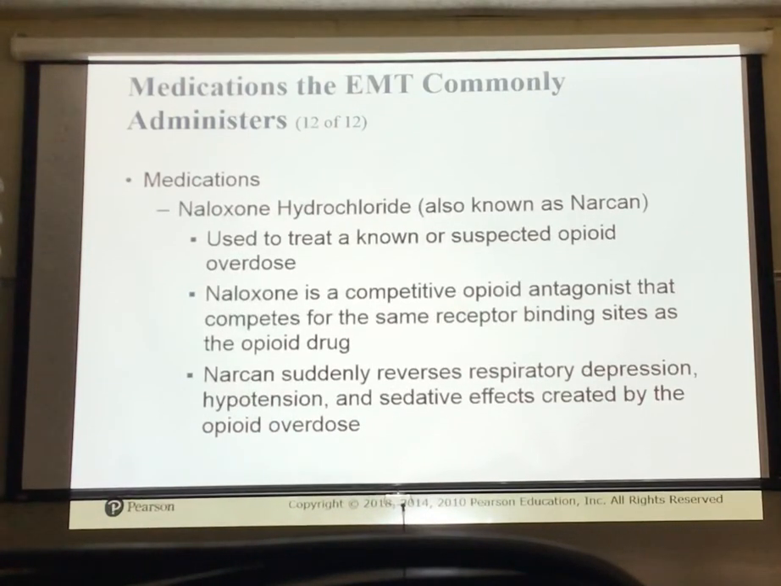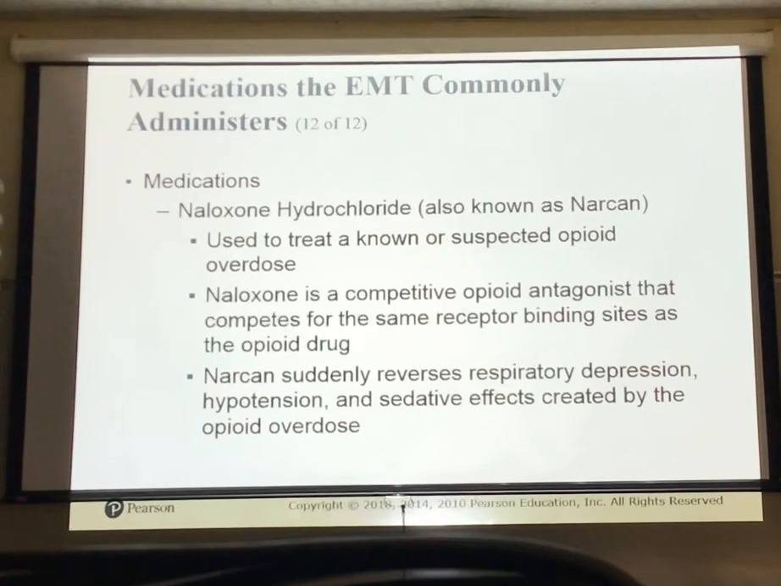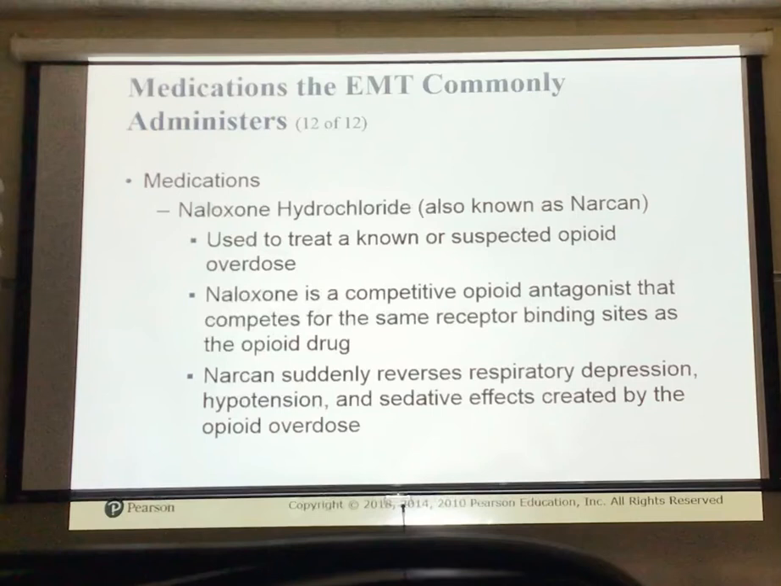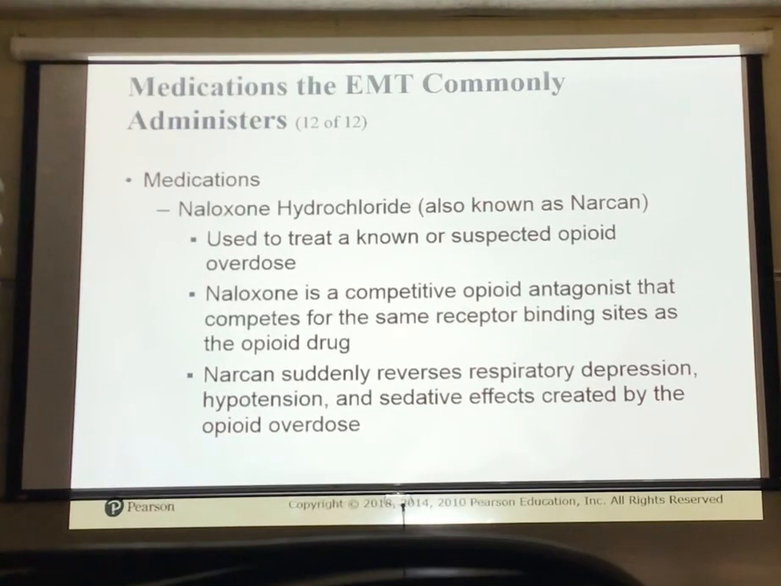Depending on the dose and route of Narcan and the opioid that the patient overdosed on, the opioid may stay in the body longer than the Narcan. Therefore, it may be necessary to repeat the dose of Narcan to continue to reverse the effects of the opioid drug that was taken. In addition, some opioids, such as fentanyl, are potent and may require several repeat doses of Narcan to reverse the respiratory depression, hypotension, and sedative effects.